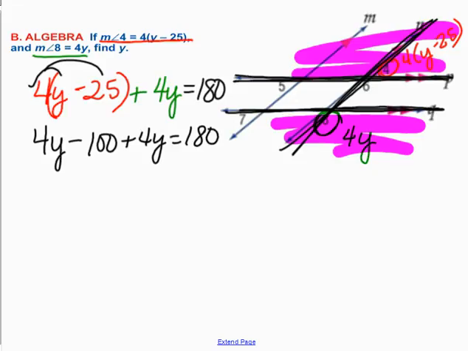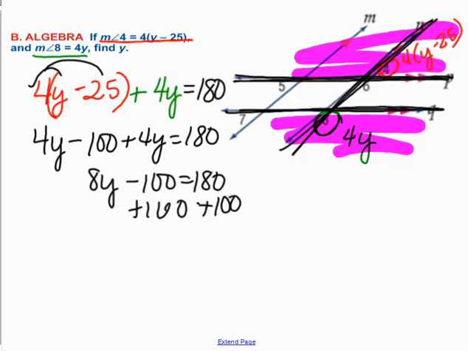So now I'm going to combine like terms. That would be simplifying. 8y minus 100 equals 180. I'm going to add 100 to both sides. That's the addition property of equality. So I have 8y equals 280. And y, the division property of equality, y equals 35.